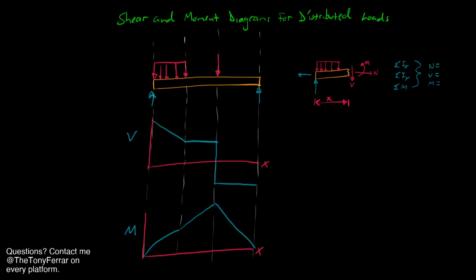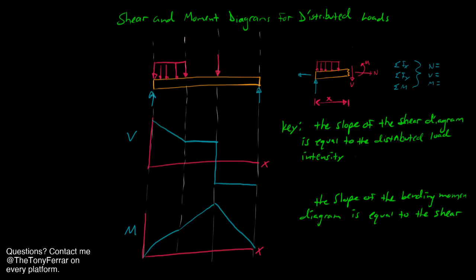The key is that the slope of the shear diagram is equal to the distributed load intensity. In other words, the slope of the shear, dV/dx, is equal to the load intensity, the loading function w(x). What that means is that we could integrate it. Delta V would be equal to the integral of w(x) dx. And I'll show you why the delta is there in a minute.